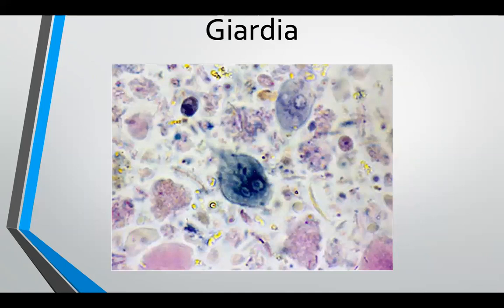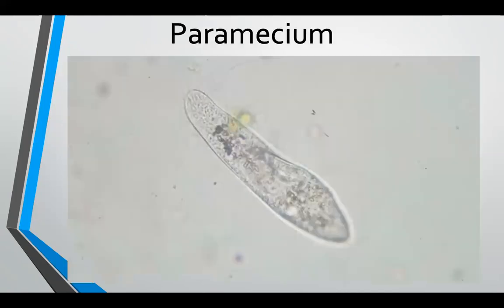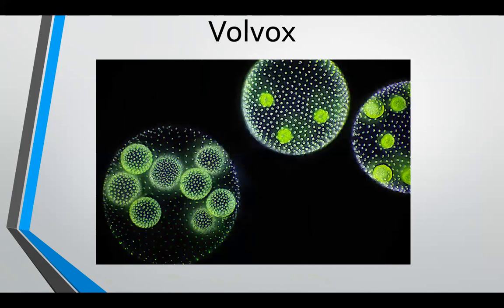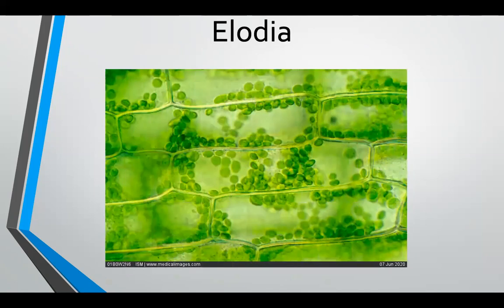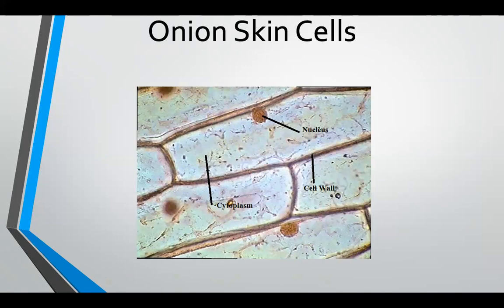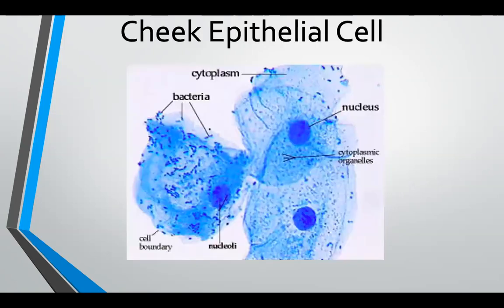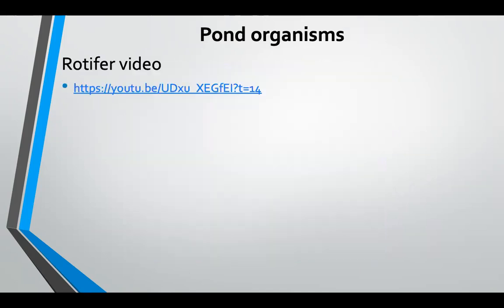So these are just examples of what different bacteria and infections would look like under a microscope: Giardia, Paramecium, the amoeba, the Volvox, the Elodea, and then onion skin cells. So again, showing how different stains provide different color. Onion skin cells again, and the cheek epithelial cells. So we could take a sample from the inside of your cheek to get this look, and then we would stain it and put it underneath the microscope so we could see that.